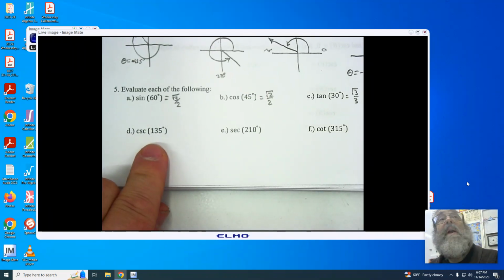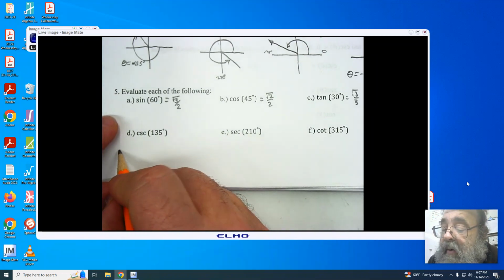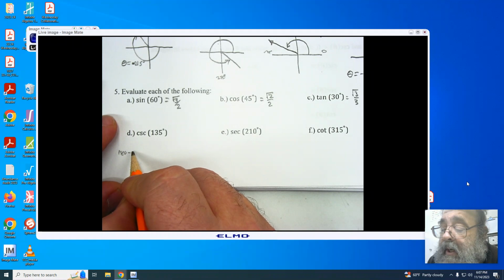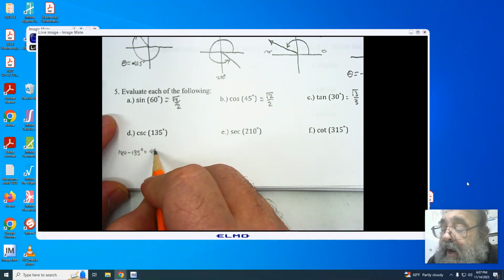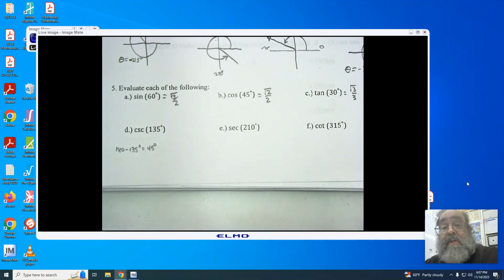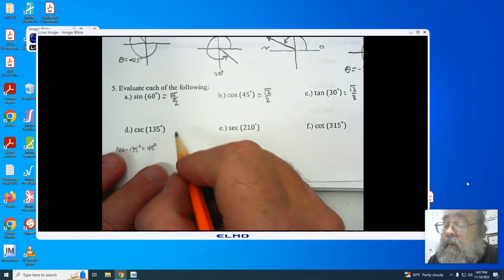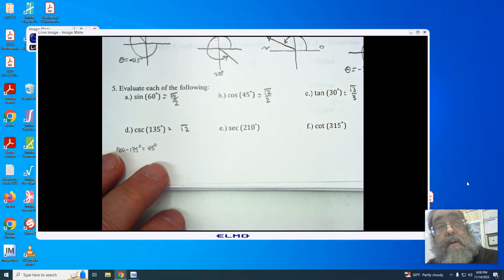Cosecant of 135 degrees. To find my reference angle, I'm going to take 180 in the second quadrant and subtract 135 degrees. This gives me a 45-degree angle. Cosecant is the reciprocal of sine of a 45-degree angle. And we know that sine of a 45-degree angle is root 2 over 2. So we want the reciprocal of root 2 over 2, and that's going to give me root 2. In the second quadrant, sine is positive. So my answer is simply root 2.